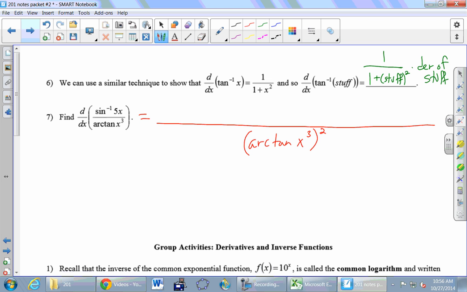Okay, so in English, I know the quotient rule as bottom times derivative of the top. So I'm going to copy the bottom. And then multiply by the derivative of the top. So I'm going to put this in another color here, but what we're looking for right there is the derivative of inverse sine of 5x.